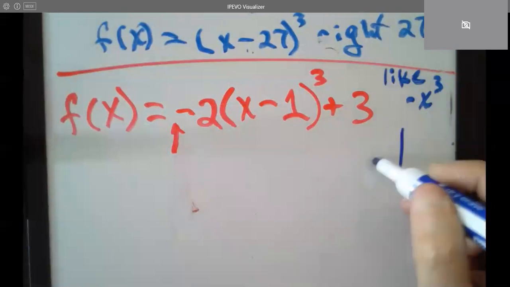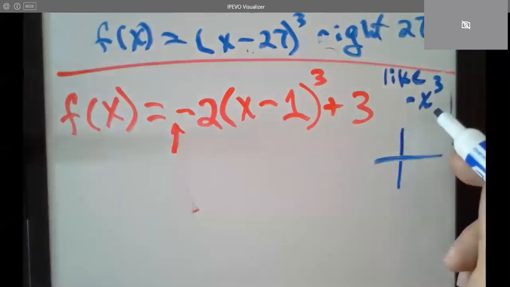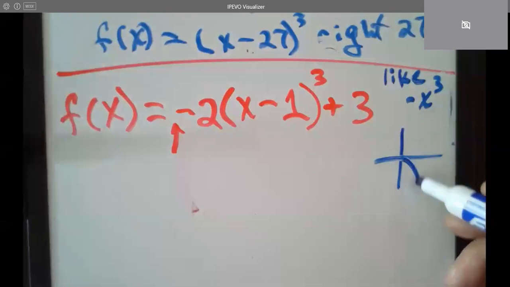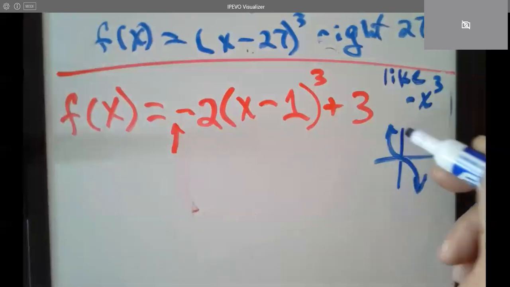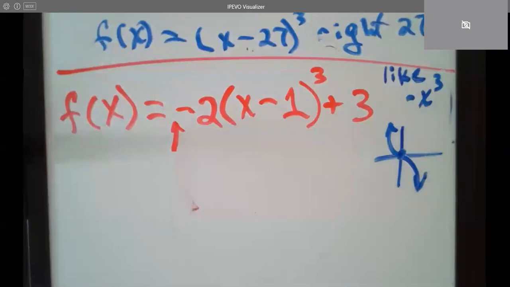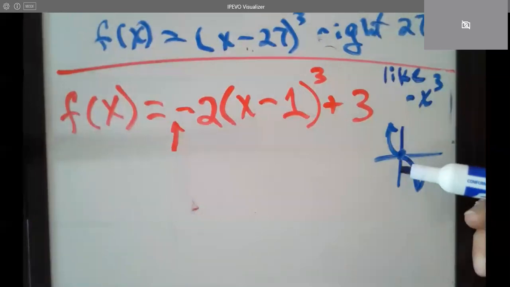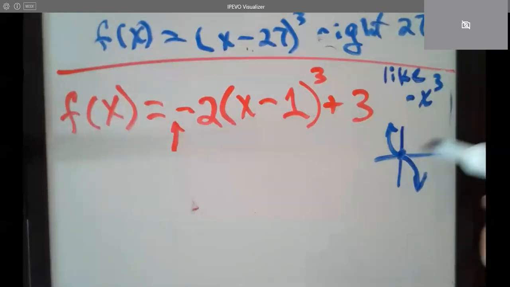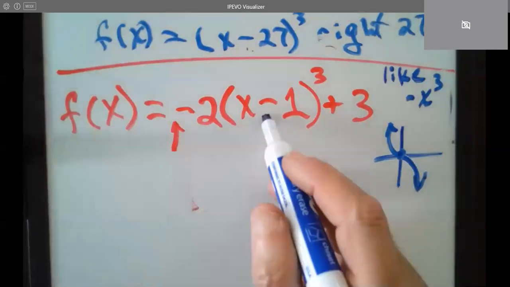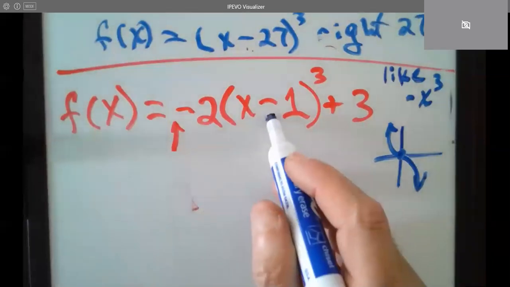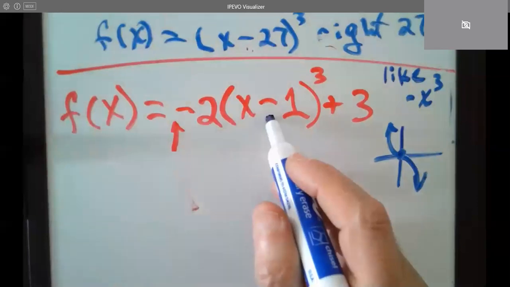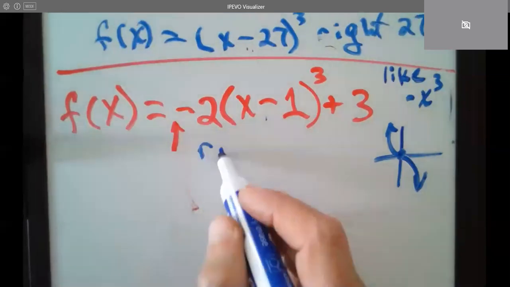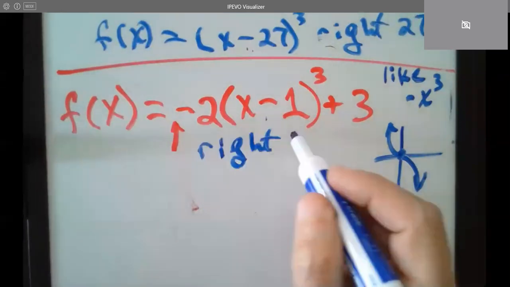So instead of being up and to the right, it's going to be what? Down and to the right and up and to the left. So this is our parent graph that we start with. Before we do any shifting, we've got to figure out how we are going to start. Now, inside parentheses, it's going to shift one space, but which way? To the right. Very good.